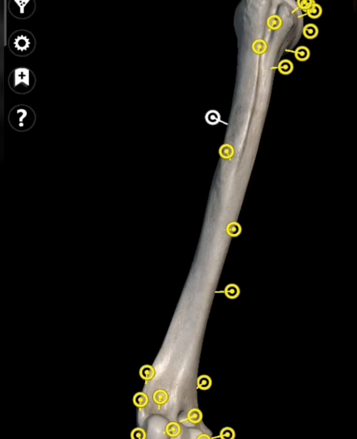The posterior compartment has only one muscle. What is that? That is triceps. Triceps has how many heads? Triceps has 3 heads. What are they? They are the long head, medial head, and lateral head.